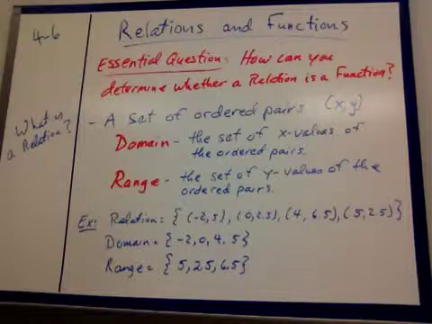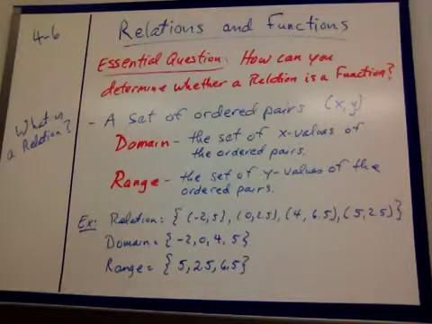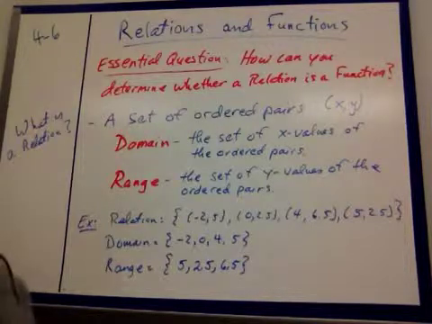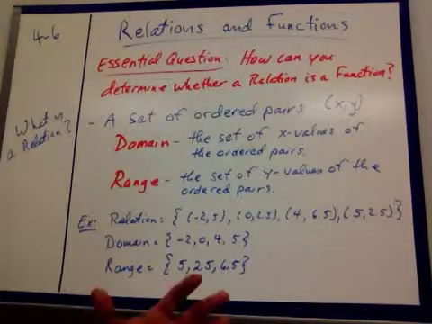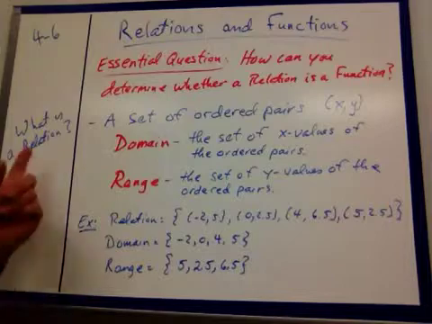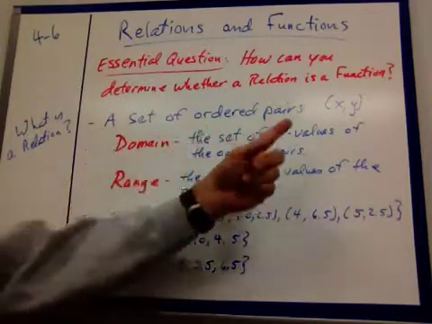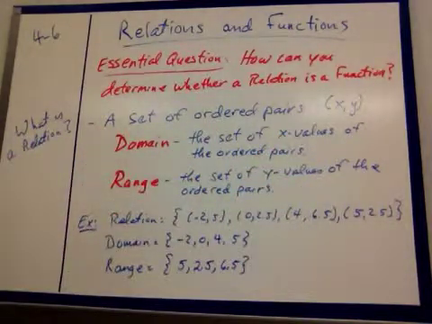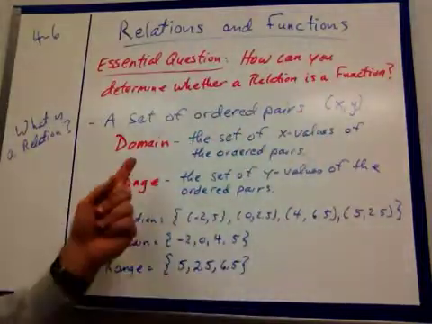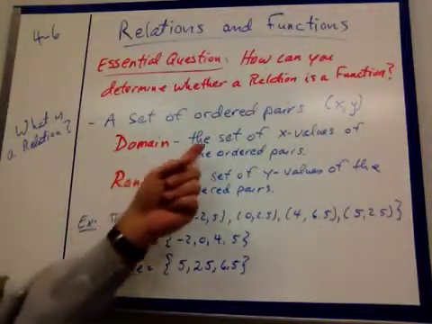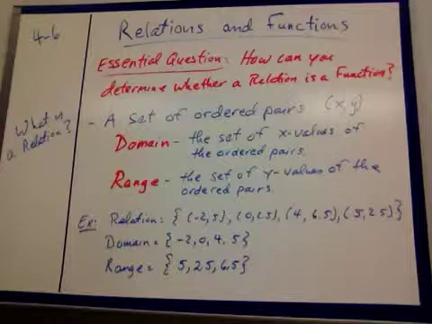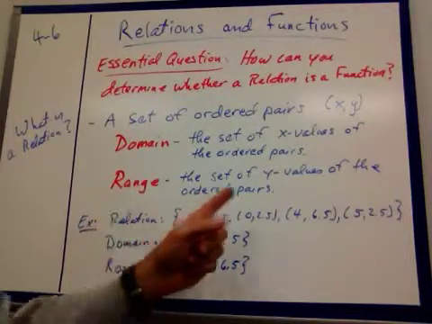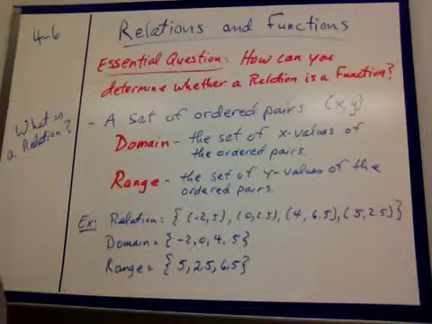Today we're talking about relations and functions, with our essential question: how can you determine whether a relation is a function? Well, let's define a relation first. What is a relation? It's a set of ordered pairs, x, y. Out of those ordered pairs, the domain is the set of x values, and the range is the set of y values of the ordered pairs.